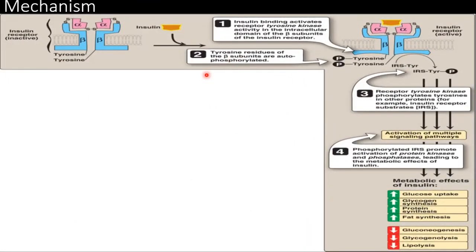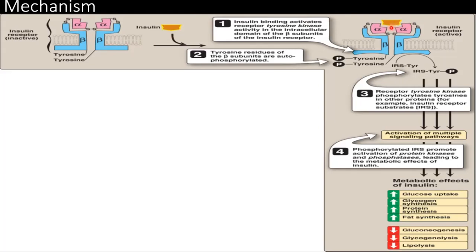Now, mechanism. How does insulin act? We have insulin receptors. Insulin receptors are known as the tyrosine kinase receptors. The tyrosine kinase receptors are tetramers in that they have 4 subunits, 2 alpha subunits and 2 beta subunits, with the beta subunit having a transmembrane portion which is lipophilic and a cytosolic portion which is the tyrosine kinase.